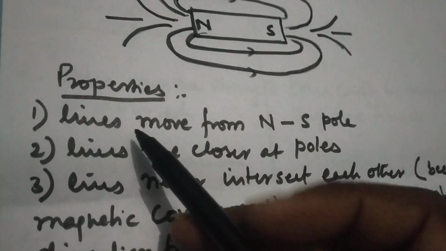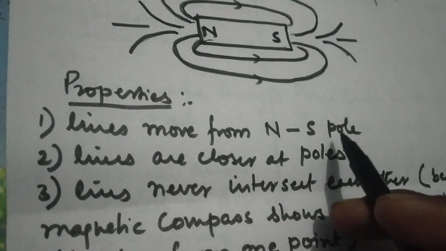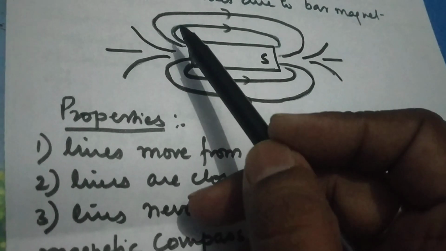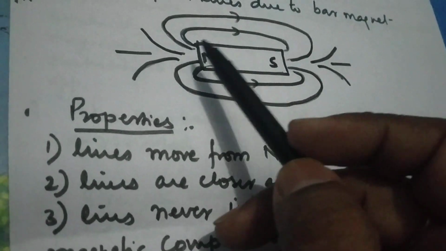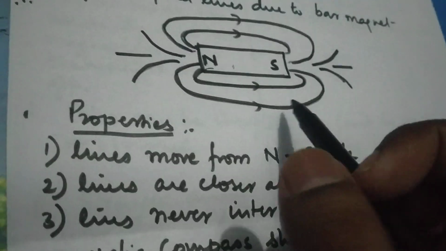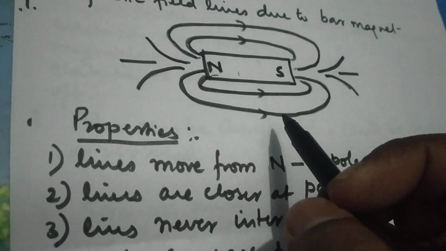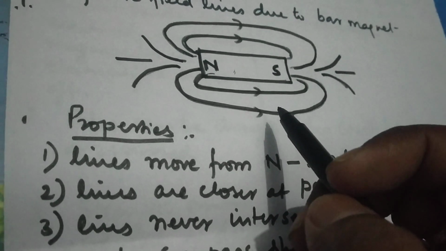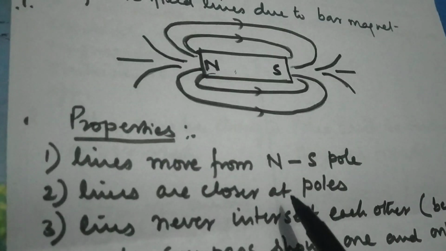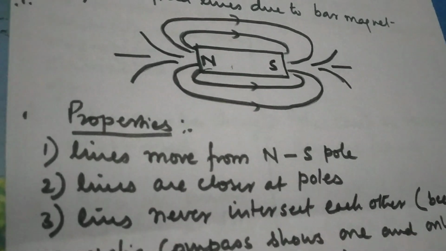Once again, the lines move from north to south pole. If you see the direction, when we make magnetic field lines, these lines are moving generally from north to south pole. Almost this is possible for all the magnets or all the electromagnets. We'll be discussing the electromagnets and the permanent magnet in this video also. But I just want to say that all the magnetic field lines move from north to south pole.